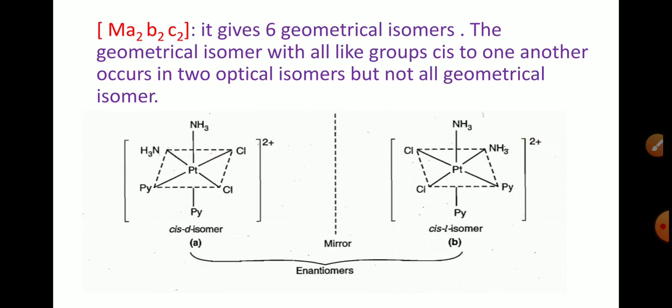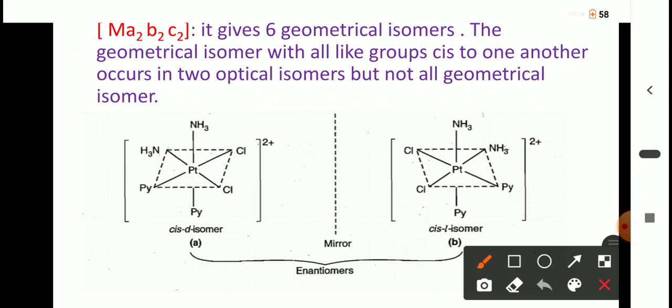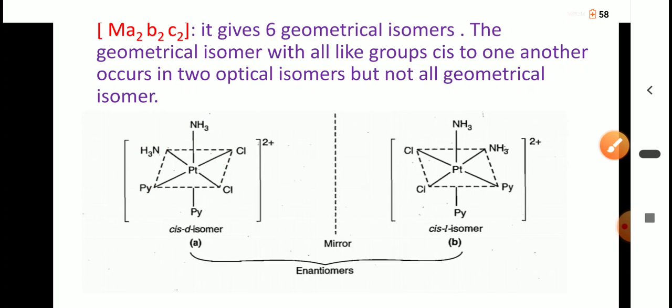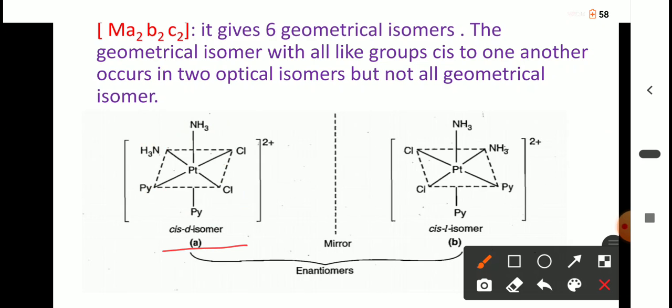Yes, you can see the example. In this, ammonia adjacent to each other, pyridine, chlorine, these two like groups are cis to each other. It does not have a plane of symmetry, because of that it has optical activity. One is in D form, another one is in L form. This one is a cis D isomer and this one is a cis L isomer. These are non-superimposable mirror images. Therefore, they are called optical isomers.